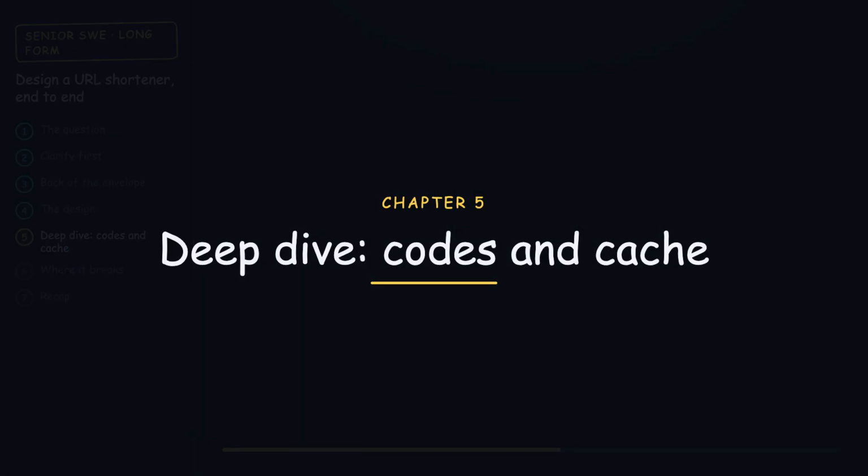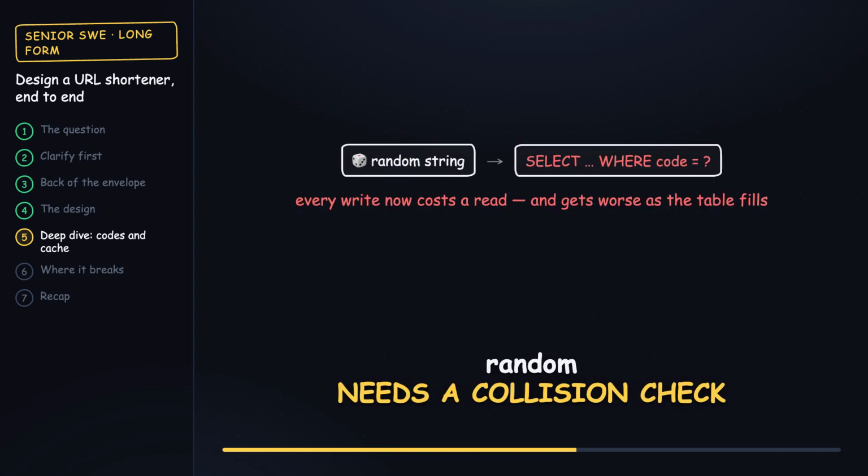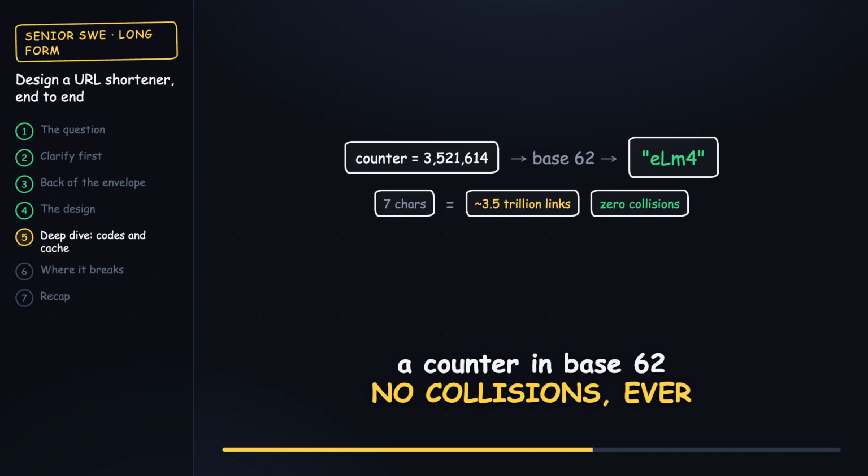Now, the deep dive, and the first real decision is how a short code gets generated, because there are 3 common approaches, and they fail differently. You can generate a random string and check the database for a collision, which is simple, but every write now costs a read, and it gets worse as the table fills. Or you take a global counter and encode it in base 62, which gives you 7 characters for about 3.5 trillion links, and no collisions by construction.